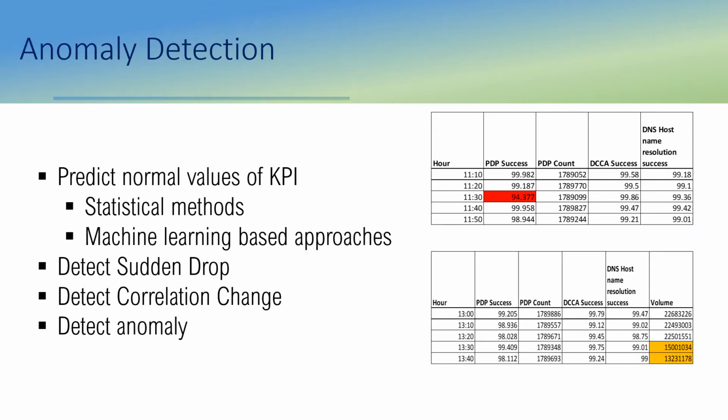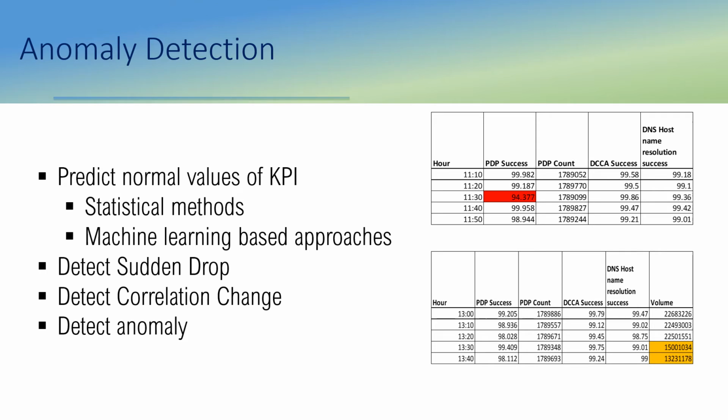So essentially the anomaly detection relies on predicting the normal value of the KPIs at an instance, and this is done using the statistical or machine learning based approaches. Then analyzing the deviation between the predicted value and the actual value. So the deviations can be in the form of a sudden change in the KPI value or a change in a correlated KPI value. So let us look at these two tables.